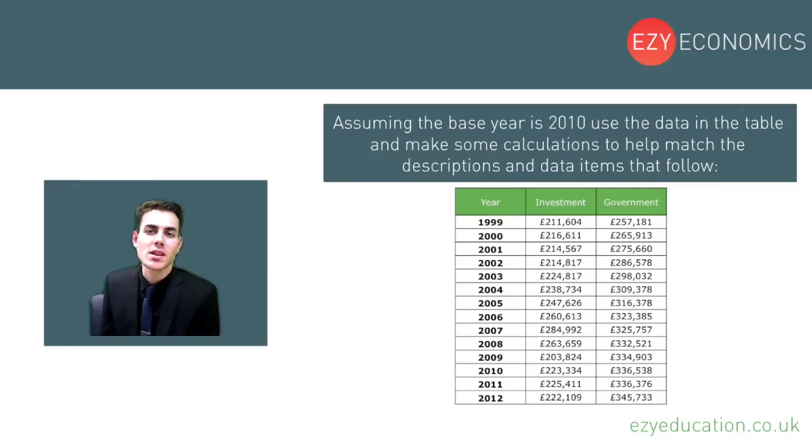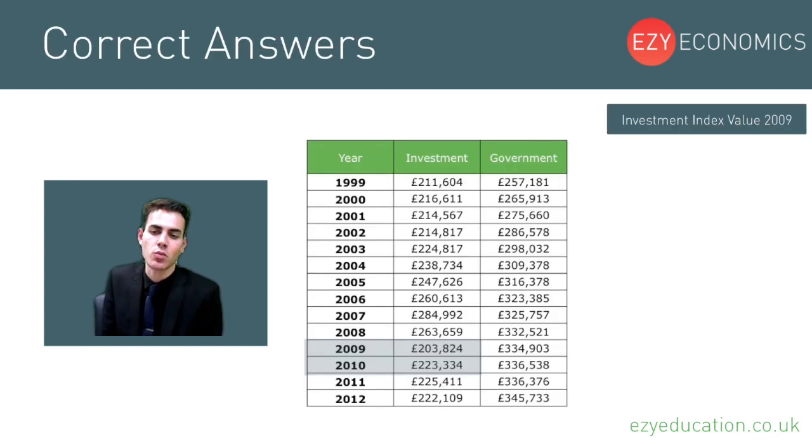Okay, so in this question we had a table that summarised data for the investment and government expenditure components when calculating real GDP. Now we had to assume that the base year was 2010 and then use the data in the table to make some calculations to help match the descriptions and the data items that follow. So let's go through the correct answers one by one.